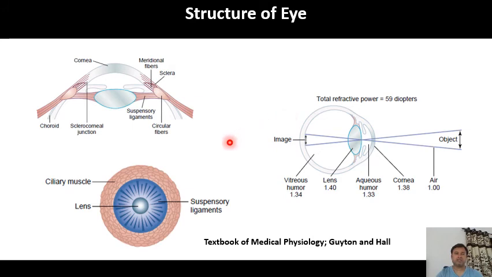In the figure we have shown the meridional fiber and circular fiber, and this is the suspensory ligament, this is the ciliary muscles, and the central portion is the lens. In the right panel we have shown the object, and the image is formed on the retina.